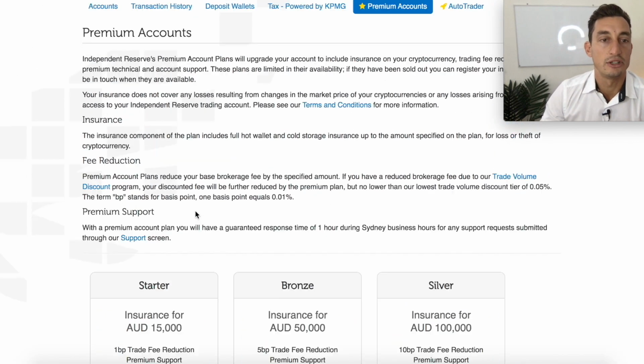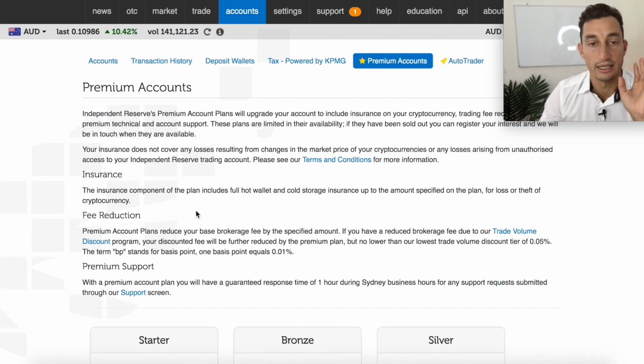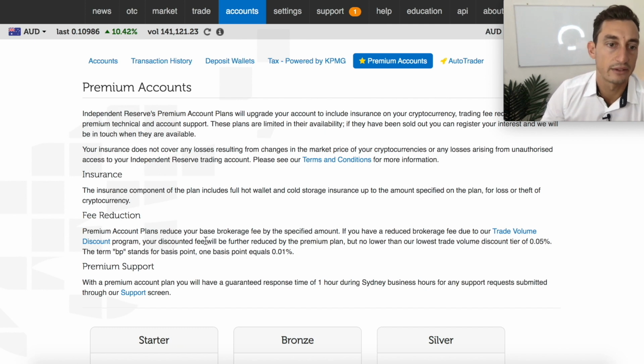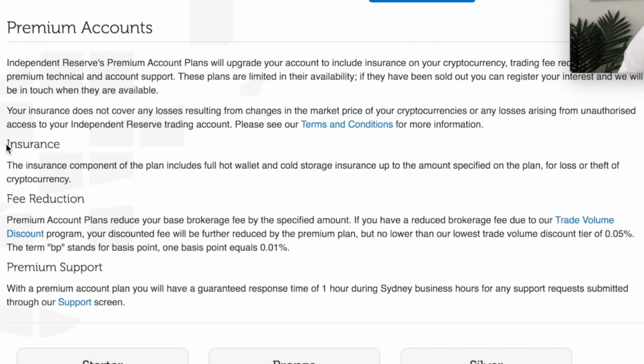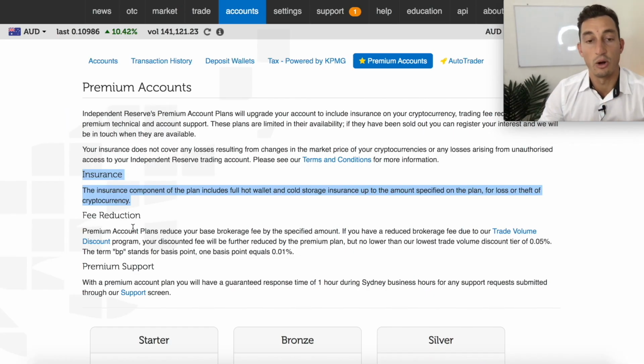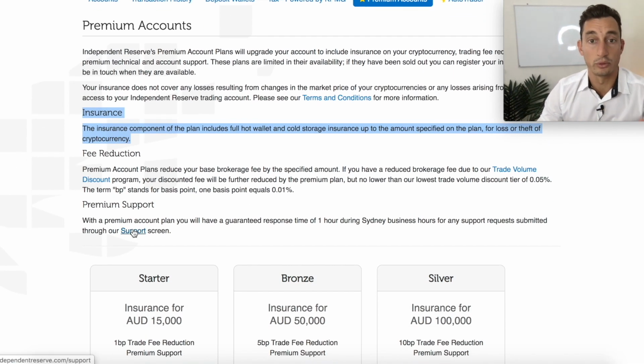Now that insures you in case the exchange gets hacked. It doesn't insure you if you lose your passwords and someone hacks into your account that way, so just be sure of that. Their insurance says the insurance component of the plan includes full hot wallet and cold storage insurance up to the amount specified of the plan for loss or theft of cryptocurrency. So that's on their platform. If they have it on their cold storage, or even if they have it just sitting on their live wallets, it'll still insure you. So there you have it, guys.